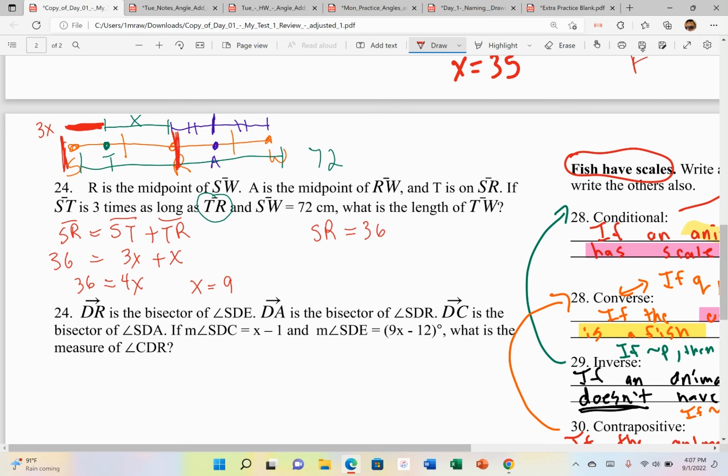So now that I've solved for x, all I have to do is plug it in for the 3x. What's 9 times 3? So that tells me that ST is equal to 27. So if I wanted to find TW, I would take 72 and subtract 27. 72 minus 27 gives me 45. So TW is equal to 45. We good? Okay.